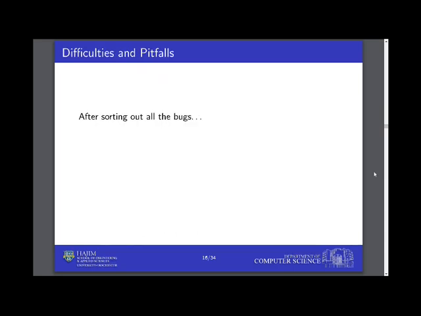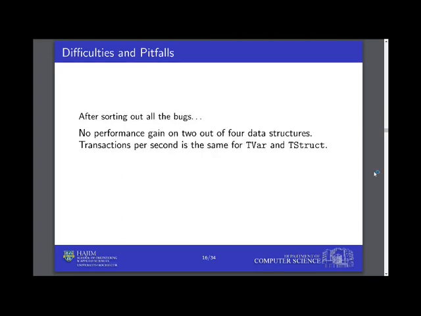So after we sort out all of those surprises, are we good? No performance gain after all of that. Oh, what's the problem? Transactions per second are the same for TVar and TStruct, even though we know we've reduced the allocation. So what's wrong? Well, if we look a little bit deeper, transactions per second of mutator time is greater for TStruct. So we've lost our time to the garbage collector.